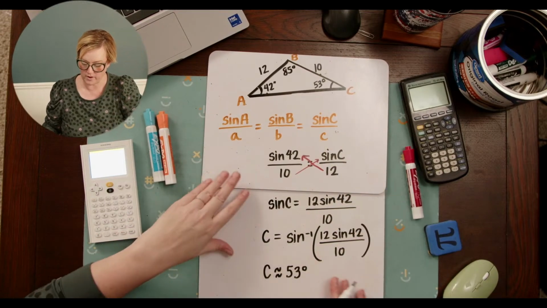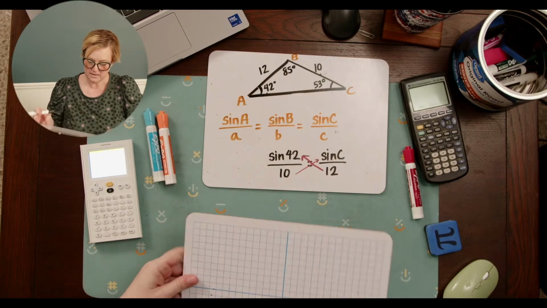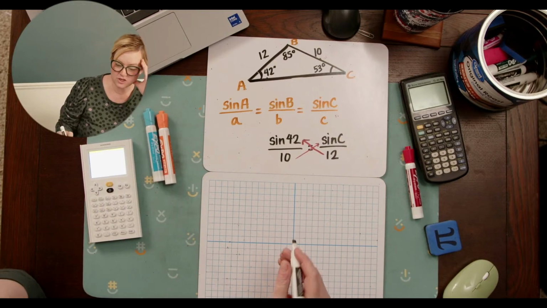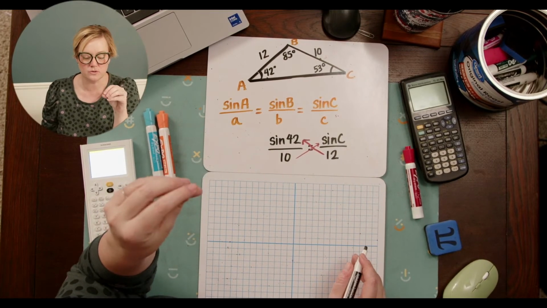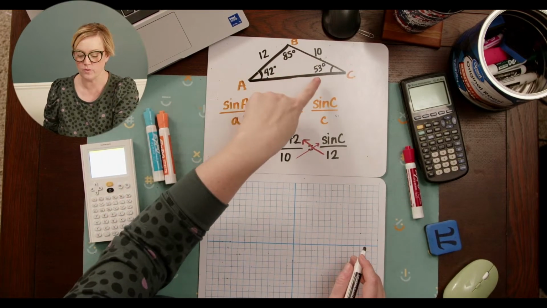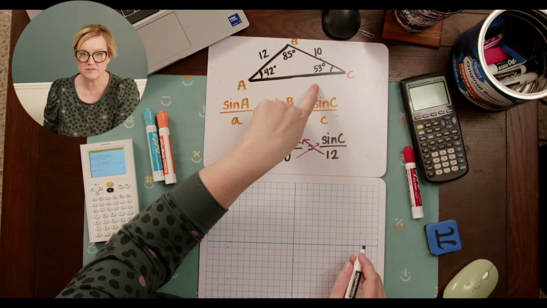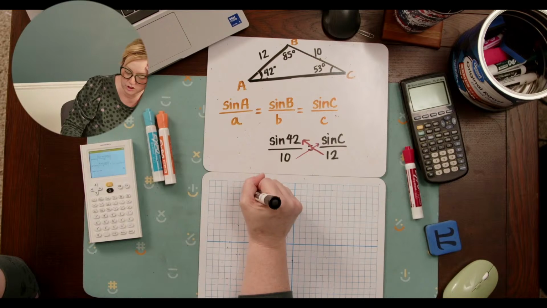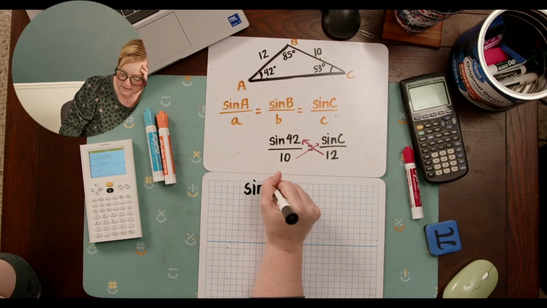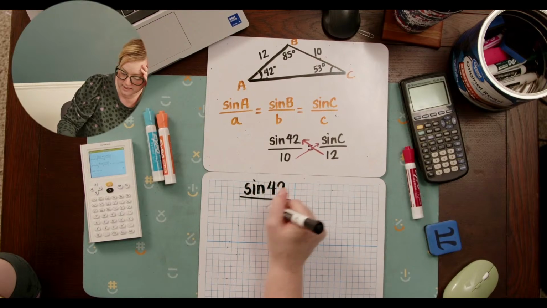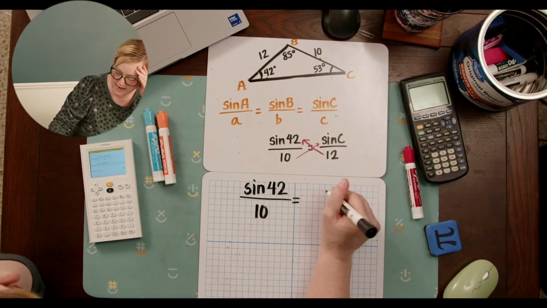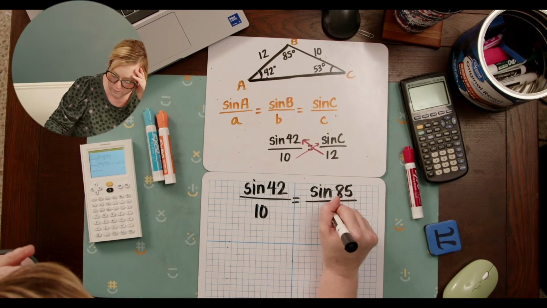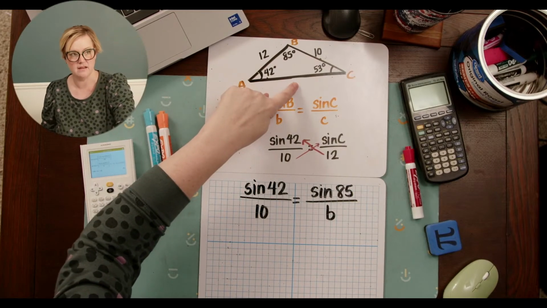So now what I'm going to do, I'm going to set up my last ratio. I'm just going to write this on the grid side. Okay, my last ratio. And again, remember I talked about how I like to use the information that I'm given because I know that this is rounded. I know 53 is rounded, so I'm going to go back and just use the sine 42 over 10 because I know for sure that that is not rounded. So sine 42 over 10 equals sine of 85 over little b, which is this side.